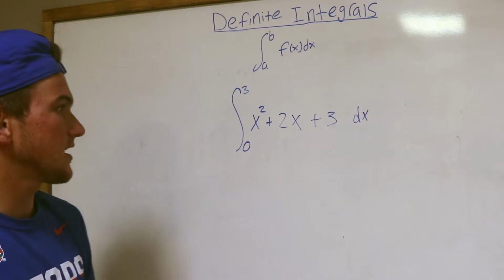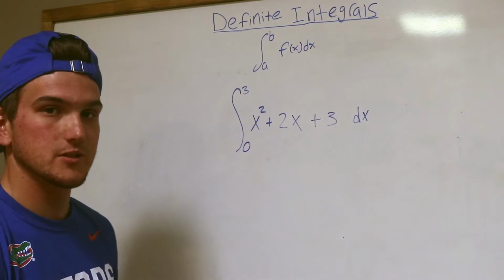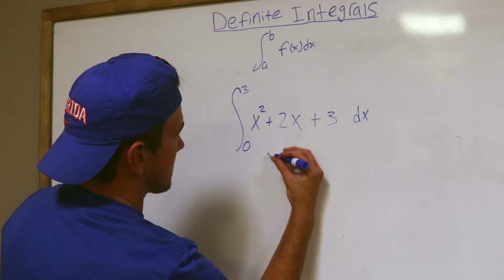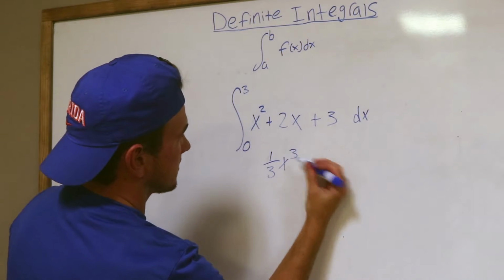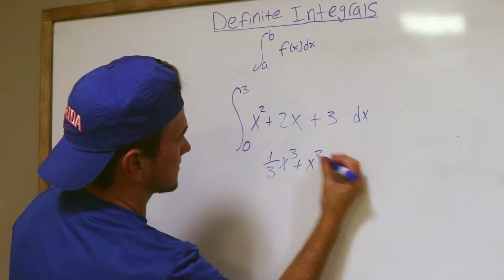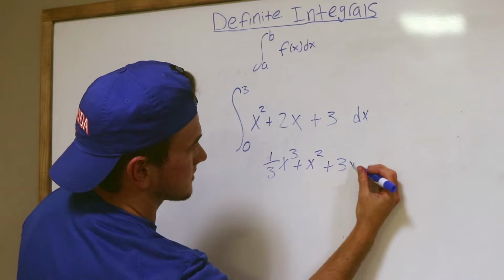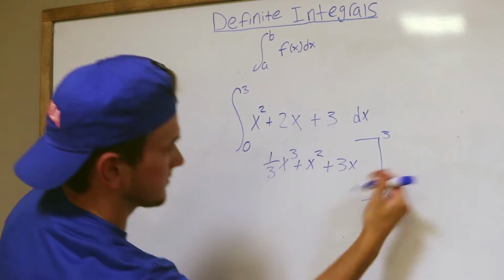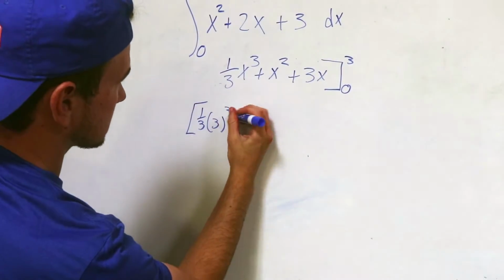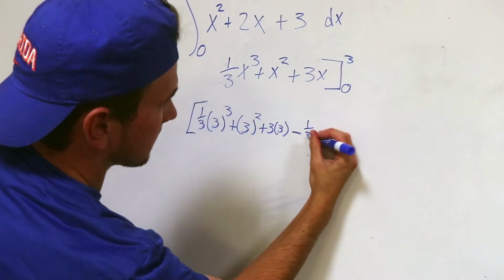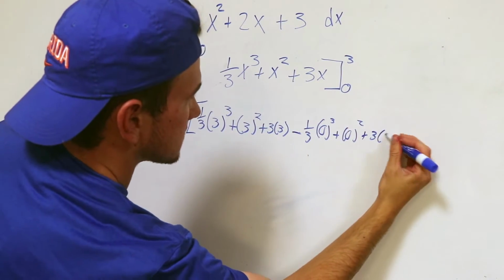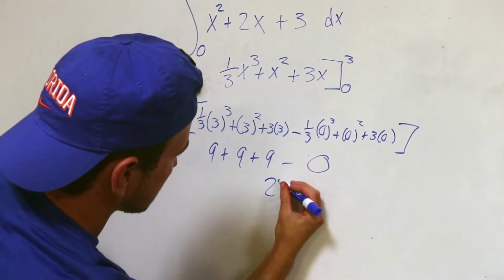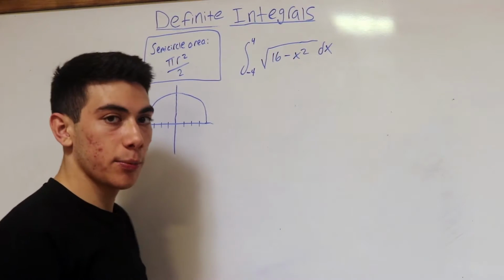Alright guys, for this example we have a basic polynomial, and the first thing you're going to want to do is integrate as usual. We'll start off with x squared, so that's going to be 1/3 x cubed, and then plus x squared since the 2 cancels out, and then plus 3x. Then you're going to put the bounds right here, and remember to subtract 3 from 0 once you plug it in. $27.